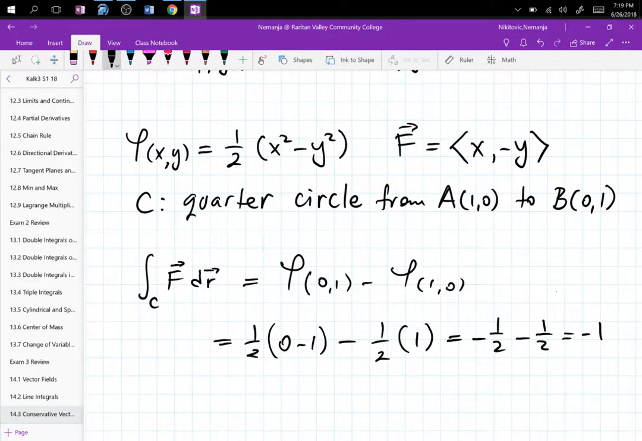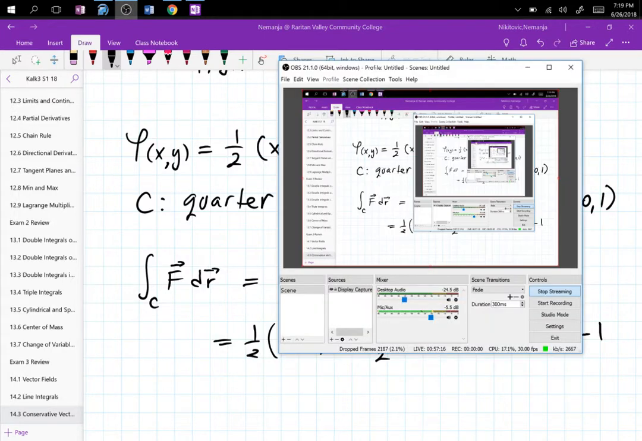So that's it, guys. Tomorrow, Green's theorem. So be ready. Wear green tomorrow, everyone.